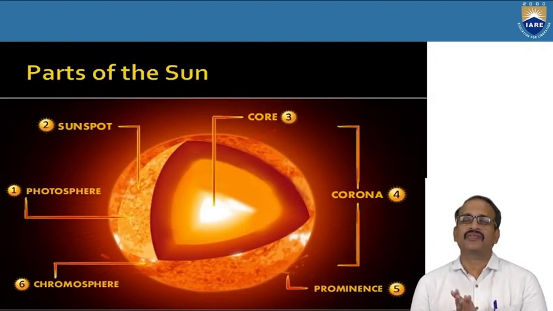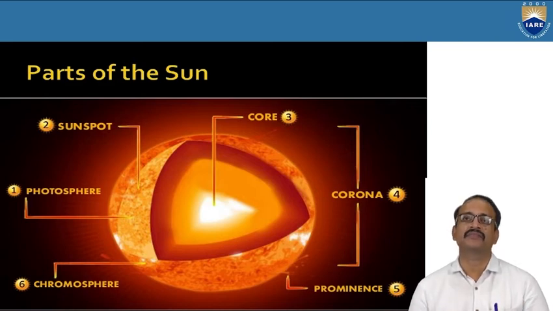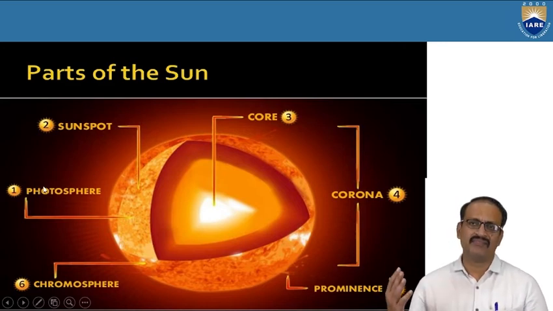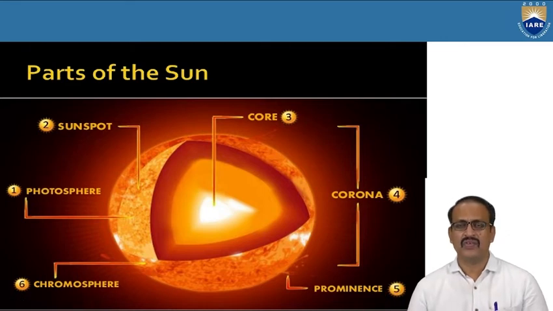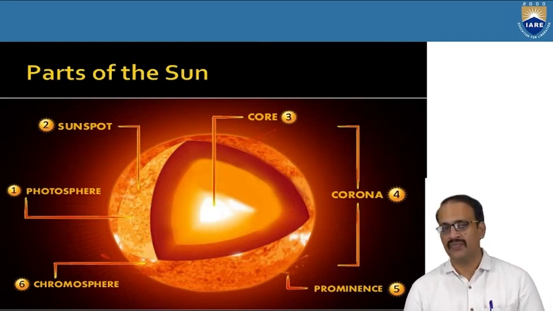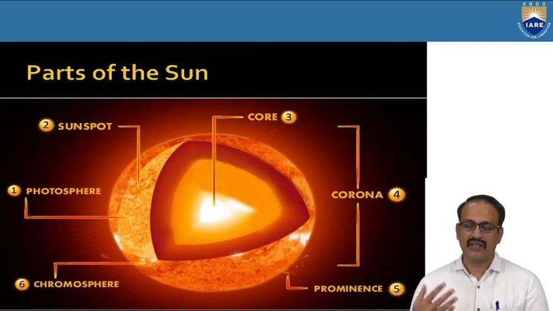So what are the parts? Normally we learn by dividing into parts. Similarly, the Earth is having layers: troposphere, ionosphere, like that. Similarly, the sun is also having layers.